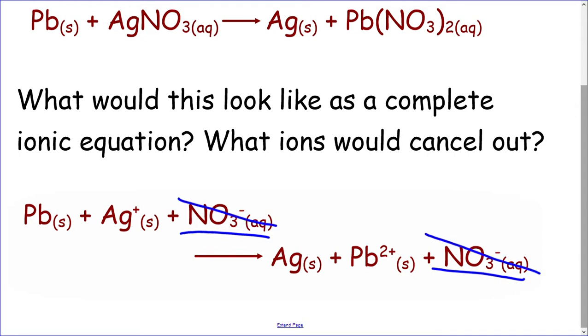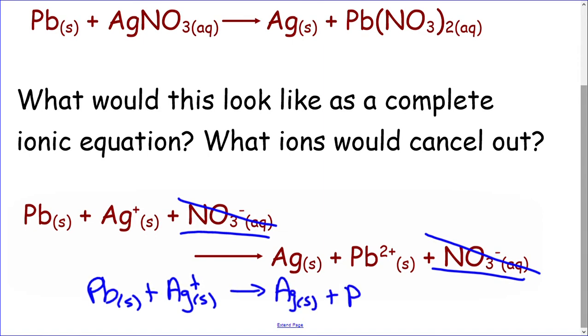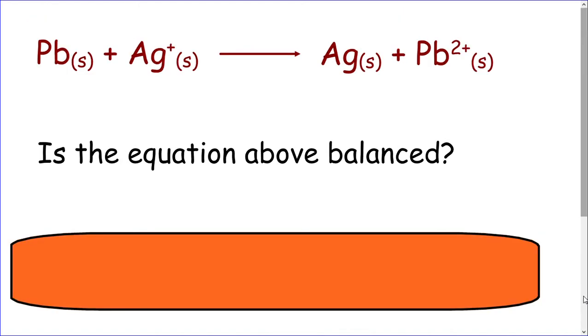And so really what would be left over here, well, I'd have Pb, it's a solid, plus silver, it's a solid. It's going to give me silver plus lead. Okay, that would be once it's balanced out. Now, again, afterward with this, we also need to take a look and see about the charges as well. And we'll get to that point. But for now, it's just taking a look at the ions themselves. Okay, just canceling out.